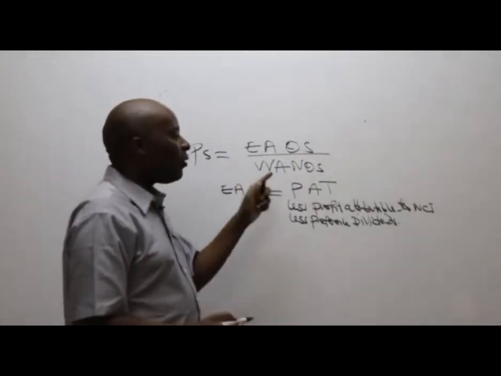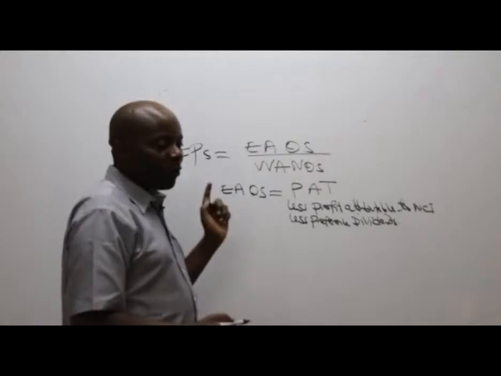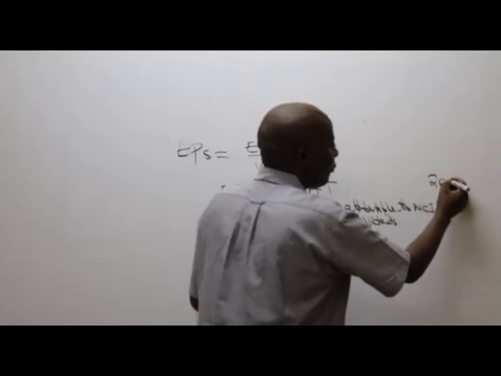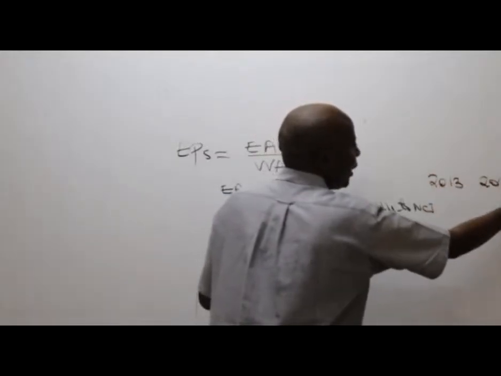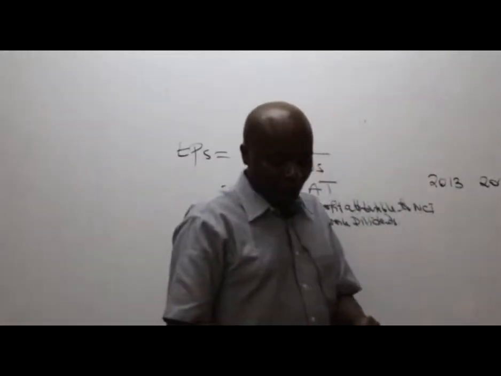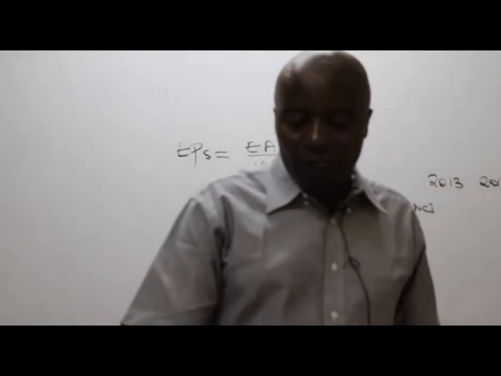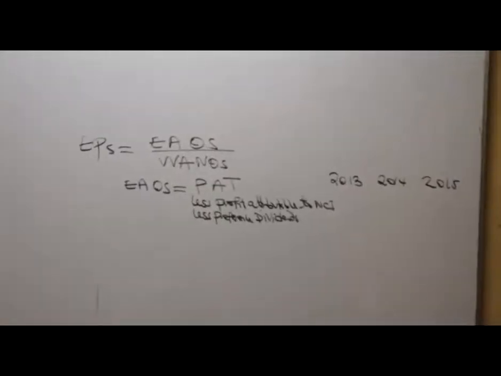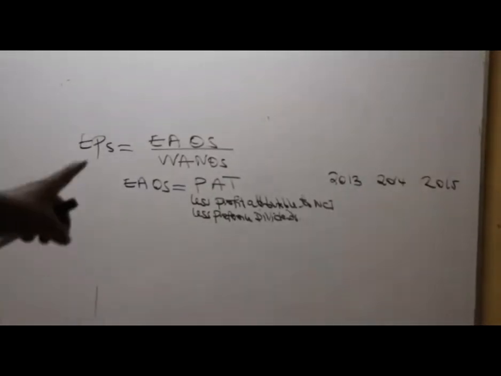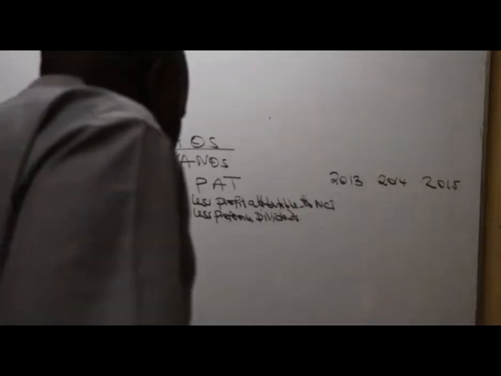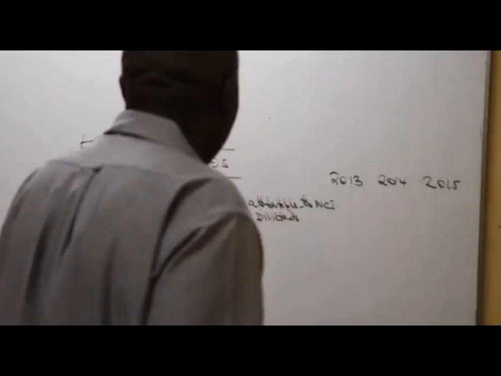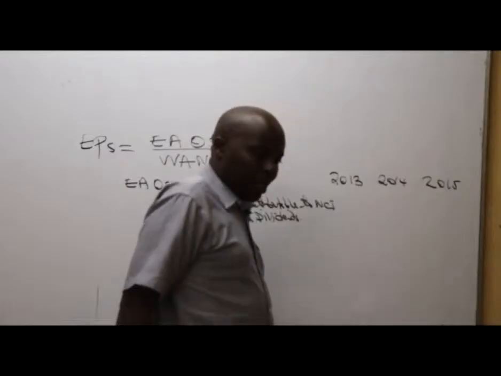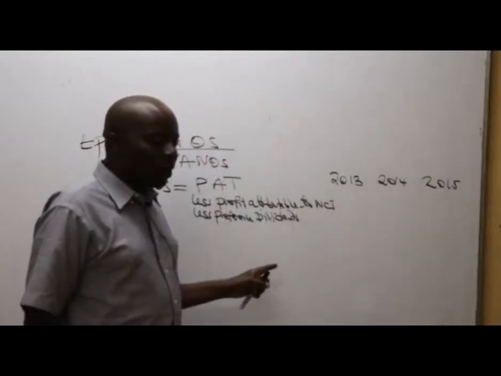So you take the profit after tax that has been reported. So we have our 3 years. I'll extend my camera. We have 2013, 2014, and then 2015 there. Anytime they want you to calculate the earnings attributable to ordinary shareholders, we shall always be thinking like this. You take the reported profit after tax, you subtract any profit which is attributable to non-controlling interest, and then we also subtract any preference dividends.